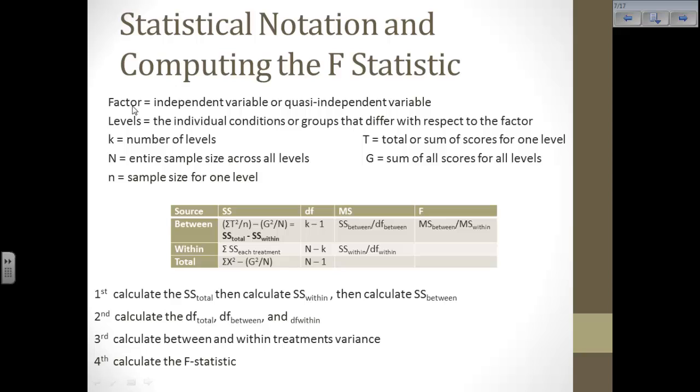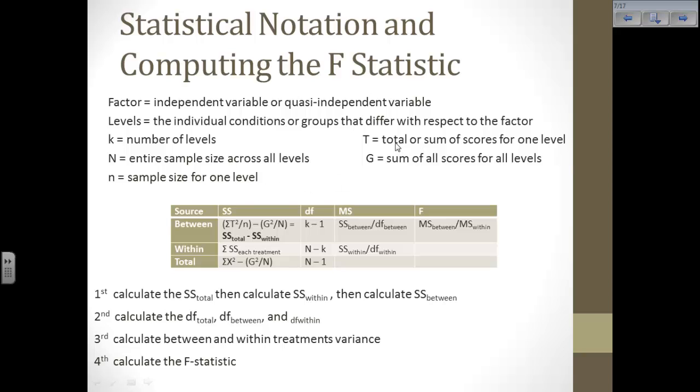Then uppercase N is the entire sample size across all levels in the study. So how many people participated in the study? Then lowercase n is the sample size for just one level or just one group or one condition. So think about the relationship between lowercase n and uppercase N. The sum of all the lowercase n's will give you the uppercase N. The sum of all these sample sizes for every level will tell you how many people participated in the entire study. Because just like the t-independent measures test, you are not going to have any person who's in multiple groups. Every person only receives one level of the independent variable.